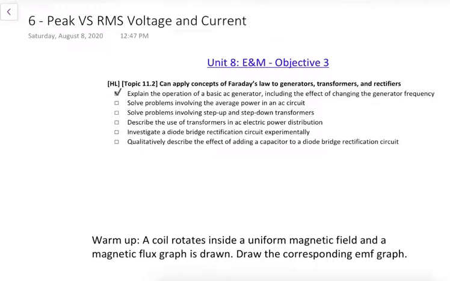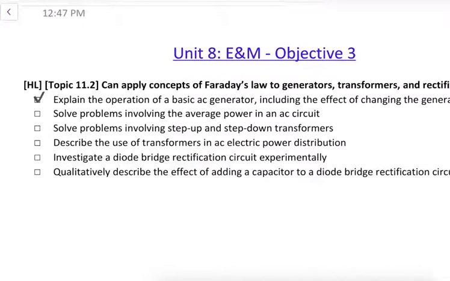This lesson is on peak versus RMS voltage and current. Peak is like the maximum, and RMS is another word for average. In our Unit 8 overview sheet, in our third objective, we have already completed the first one, and we are going to only do the second one today. Solve problems involving the average power in an AC circuit.